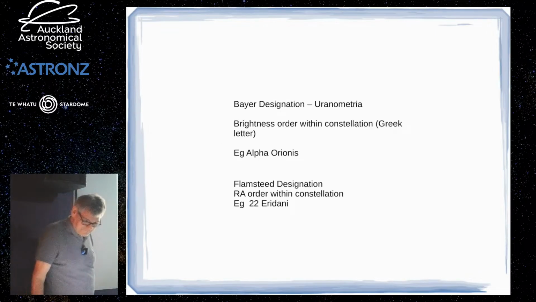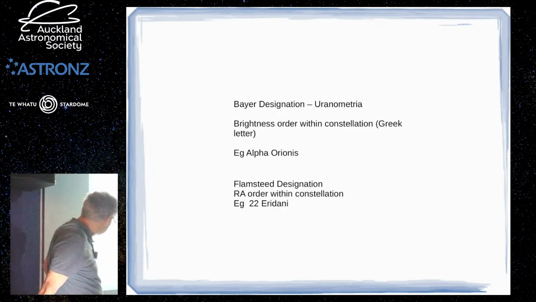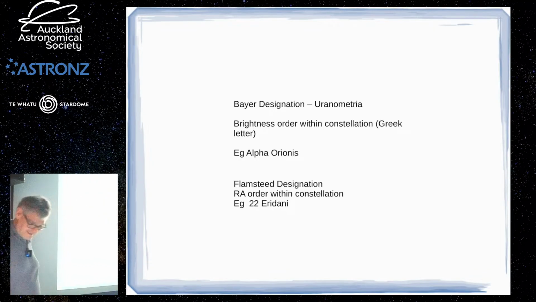Okay, Bayer designation, which you'll come across. This scheme was the brightness order within the constellation. So start using the Greek alphabet, the brightest star in Orion, Alpha Orionis, despite the fact that because Betelgeuse is a variable, sometimes Rigel is brighter and sometimes Betelgeuse is brighter, so it doesn't hold exactly.